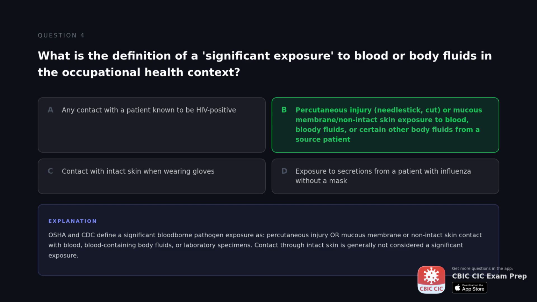The correct answer is percutaneous injury, needle stick, cut or mucous membrane and non-intact skin exposure to blood, bloody fluids, or certain other body fluids from a source patient. OSHA and CDC define a significant bloodborne pathogen exposure as percutaneous injury or mucous membrane or non-intact skin contact with blood, blood-containing body fluids, or laboratory specimens. Contact through intact skin is generally not considered a significant exposure.